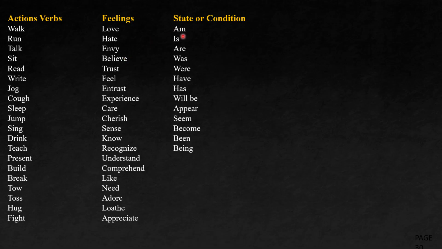So here we use am, is, are, was, were. So it was happening. Like that, have, will be, appear, seem, become, been, being are the state or condition verbs. Next, helping verbs. Again, it remains somewhat the same. They help us to form sentences like I am going to school, I'm genius. If you want, you need to add the verbs in front of it. Are, was, were, have, has, do, will, can are examples of helping verbs.